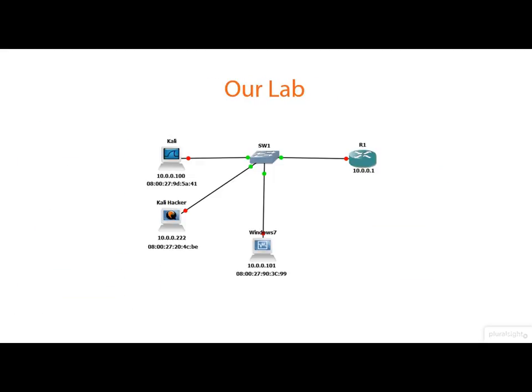A quick reminder about our lab. We have three hosts. The attacker is going to use Kali Linux at 10.0.0.222. The victim machine will be a Windows 7 host at 101. Finally, the penetration tester will use Kali Linux to intercept all the traffic and analyze any attacks on the network. Let's start.